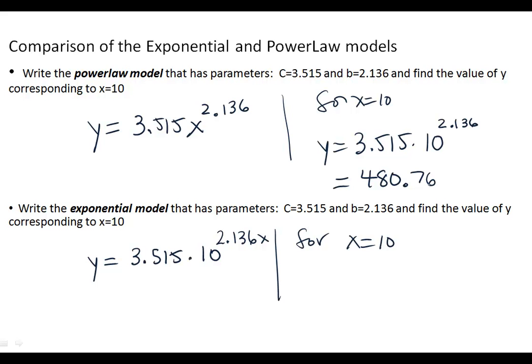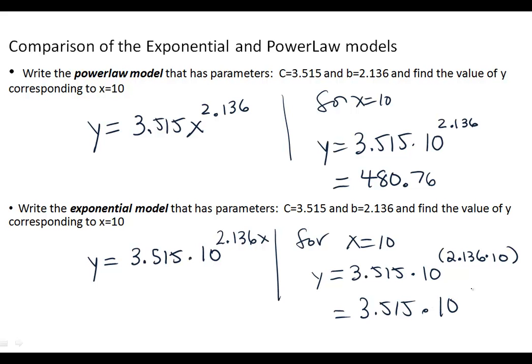Now the exponential model with those same parameters, we're going to see a big difference here. 3.515 times 10, and I'm going to raise that to 2.136 times 10. So that'll be 3.515 times 10 raised to the 21.36. The exponent is 21.36. And our final answer is 8.0523, I'll round it to there, times 10 to the 21. Huge, compared to a little 480 on the Powerlaw model with the same parameters.